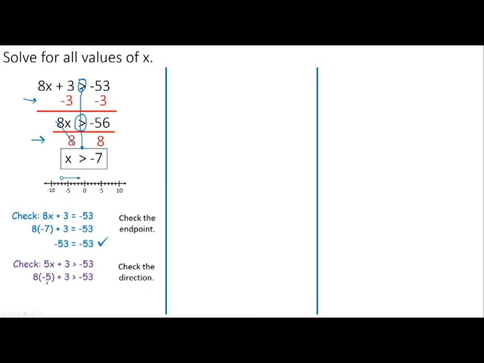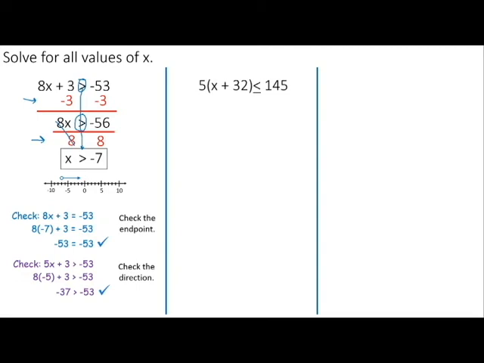8 times negative 5 is negative 40. Add 3 is negative 37, which is in fact greater than negative 53. Notice there are two checks. One for the endpoint to see if that's where the values would be equal, and then one for the right side of the inequality to see whether we are pointing our arrow in the right direction. Keep in mind, negative 7 is not a solution because we left out the equal sign here, but it is important for us to know that that open circle is in the right spot.